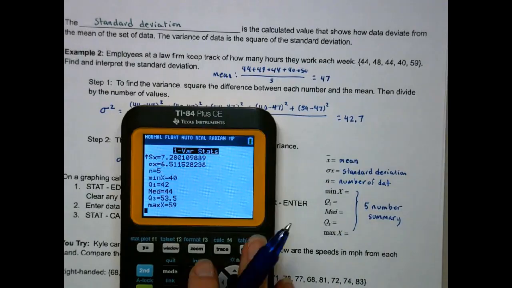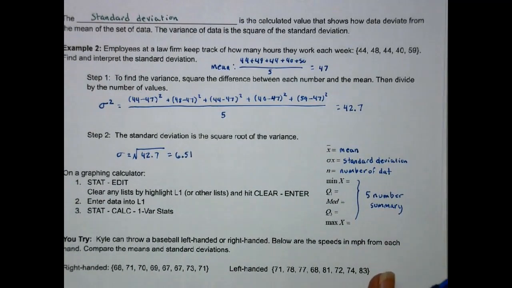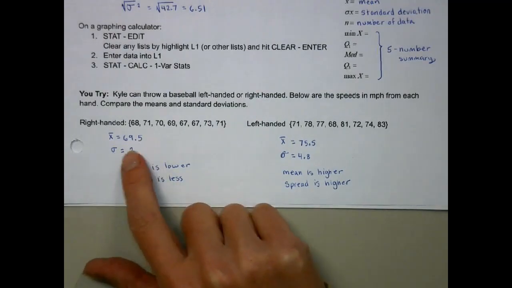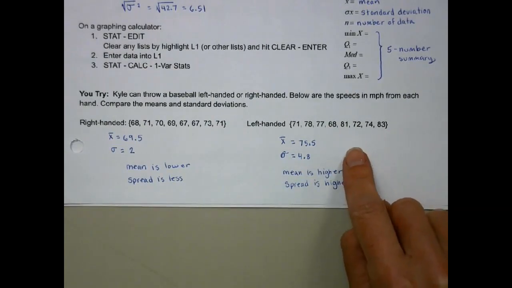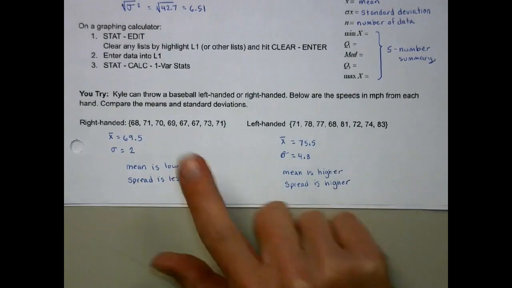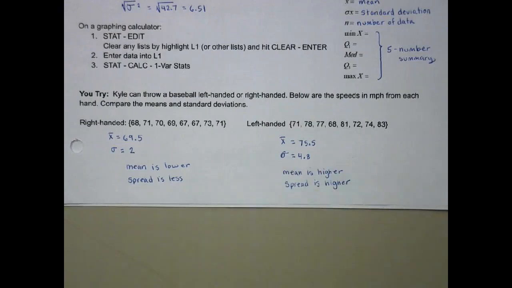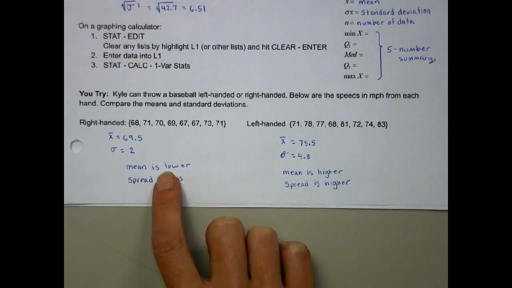So I want you guys to go ahead and try finding the means and the standard deviations for these 2 sets of data. Okay, so the mean here is 69.5, the mean here is 75.5. So the left-handed pitching is somewhat faster than right-handed. The standard deviation here is 2, the standard deviation here is 4.8. So that means there's a higher variance, or a wider range of values here than there is for this one. So those are measures of spread.